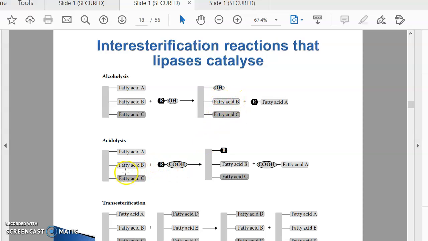Okay, acidolysis, you add the acid. In this case it is carboxylic acid, and the same is happening. The fatty acid is transferred here while the R group is transferred here.